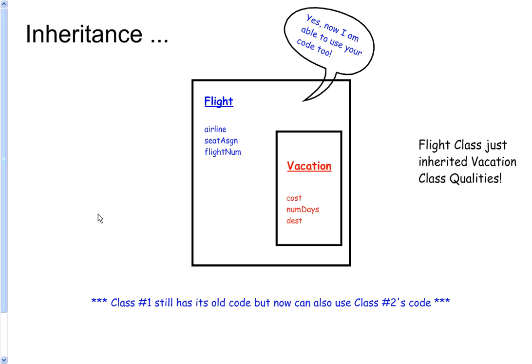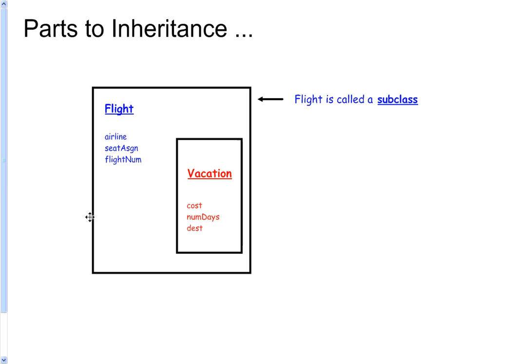Inherited because it received it. If the flight receives cost and number of days and destination, it inherits it from the vacation class. So the flight class is actually the larger class now, but inside of it, it contains everything that the vacation class has. And so we have to keep this in mind when we talk about inheritance: how one class can inherit another class by, you can think about it almost as eating it up and taking it in and having access to everything that the other class has. So that's kind of the big idea.